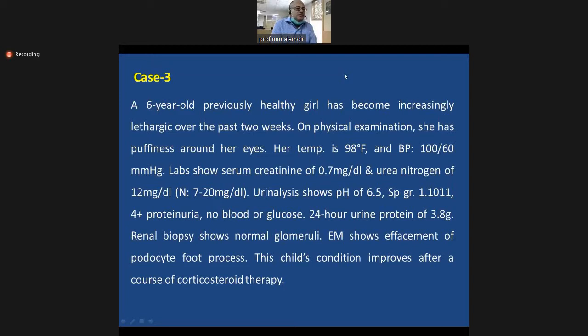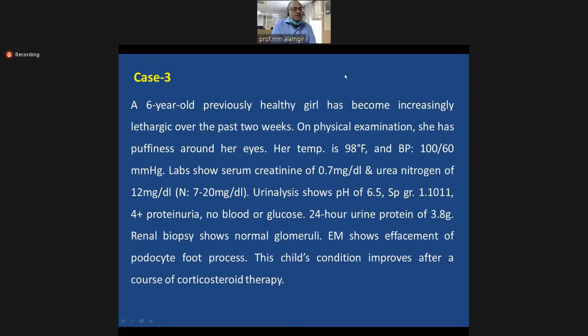On physical examination, she has puffiness around her eyes. Her temperature is 98 degrees Fahrenheit and BP 100/60 mmHg. Lab shows serum creatinine of 0.7 milligram per deciliter and urea nitrogen of 12 milligrams per deciliter. Normal range is 7 to 20. So creatinine and urea nitrogen are within normal. Creatinine is normal up to 1 milligram per deciliter. Urine analysis shows pH of 6.5, specific gravity 1.018, 4 plus proteinuria, heavy proteinuria. No blood or glucose. 24-hour urine protein of 3.8 grams.